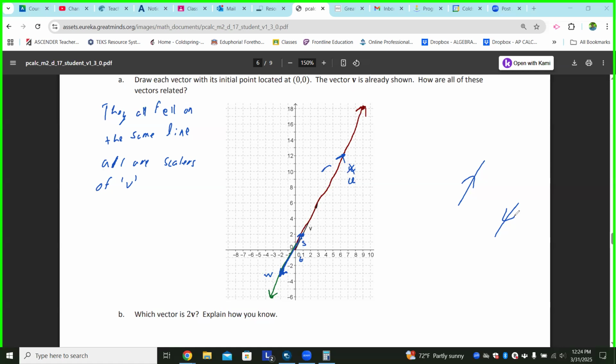So part B then says which vector is 2V? That was R, I think. Yes. So 2V would equal R, right? And how do we know that? R was double of V, right? We saw that the numbers just doubled. So any questions on that? Bless you. So geometrically, that's kind of what they're analyzing, but algebraically, it's not too bad.